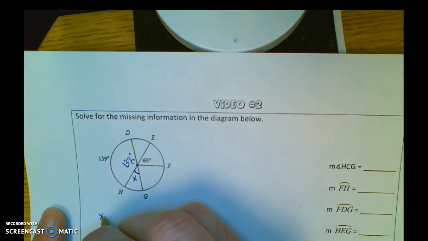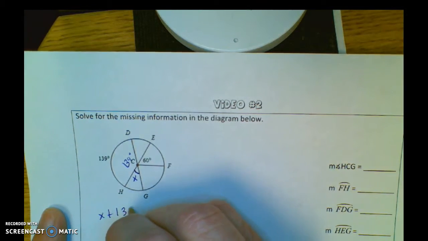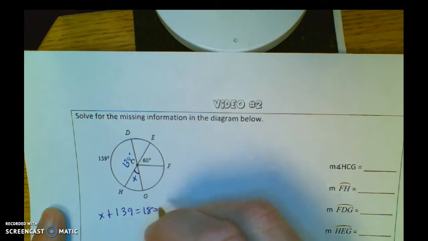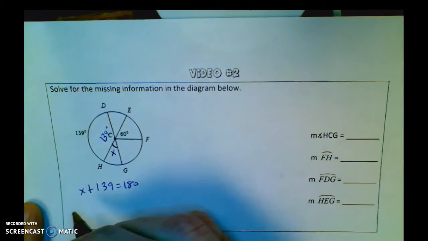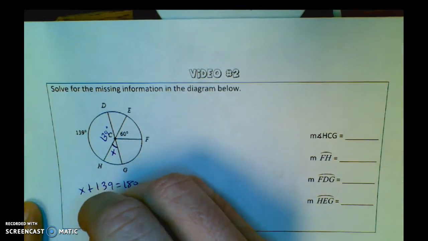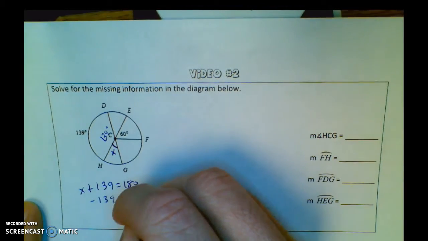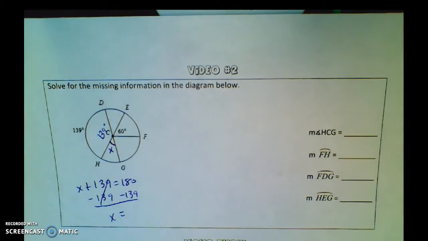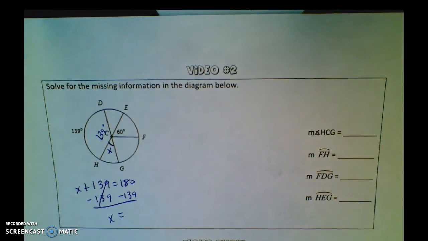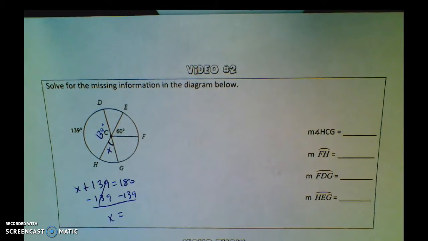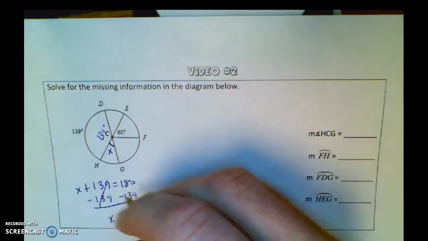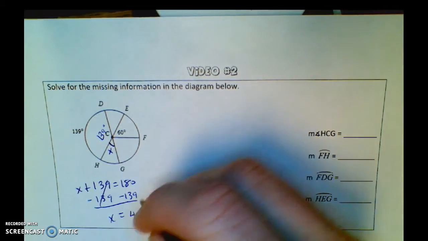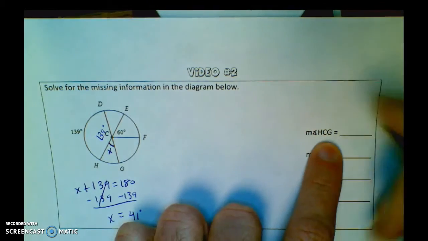I know that x plus 139 equals 180 degrees. Subtract 139 from both sides, and x equals 41. So that means that the measurement of angle HCG is 41 degrees.